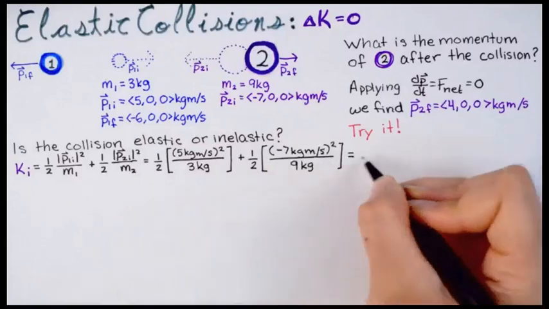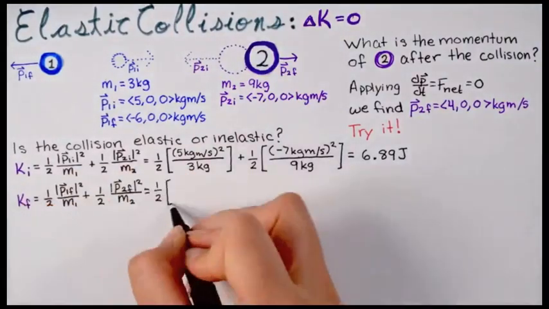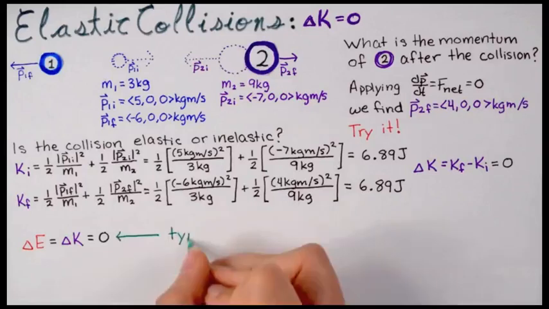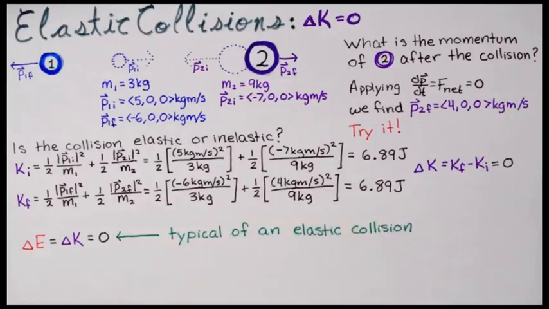Compute the initial kinetic energy and the final kinetic energy, and then find the change in kinetic energy, K final minus K initial. You should be able to show that the kinetic energy has this value both before and after the collision. So the energy principle here would say that delta E, the change in the total system energy, would be equal to delta K, the change in the system's kinetic energy, which is just going to be equal to 0, which is typical for an elastic collision.